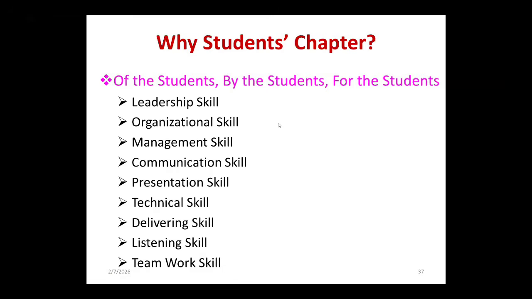But the only thing is that the student should be an active member, because only taking the membership and expecting that all these leadership skills will improve, no. If you are actively taking part in each and every activity of the student chapter, then definitely all these skills will improve. And I have a case study with me, because of the members who actively participated in my student chapter over the last 25 years.